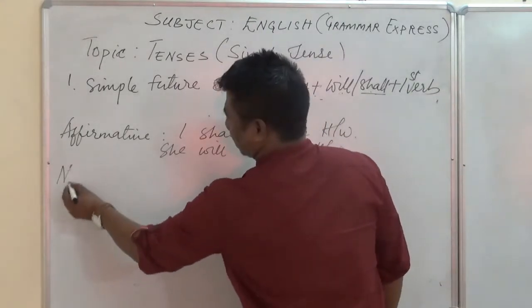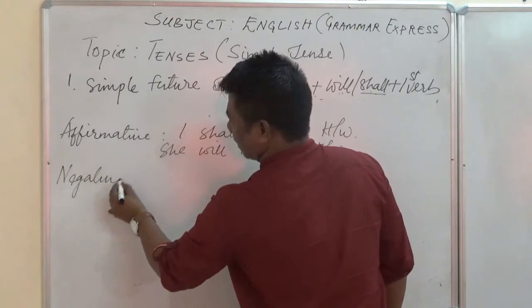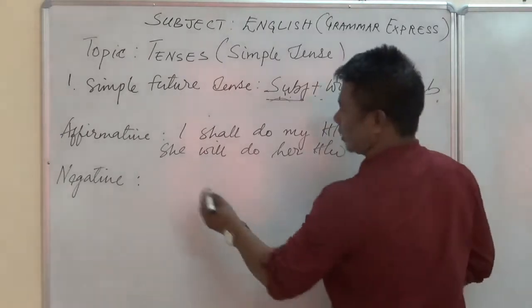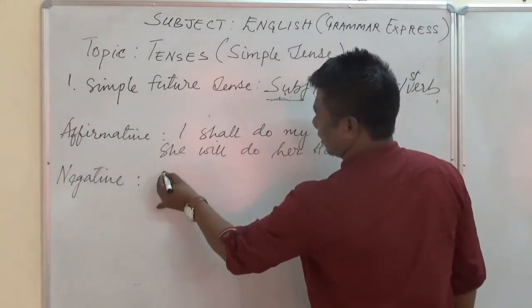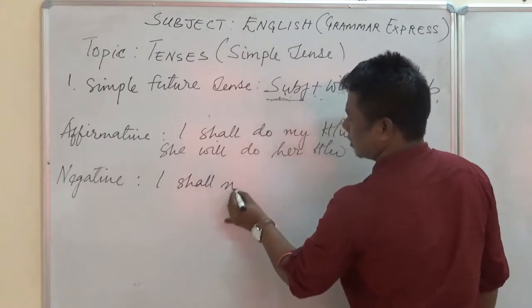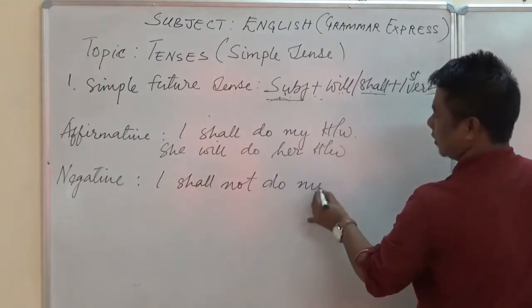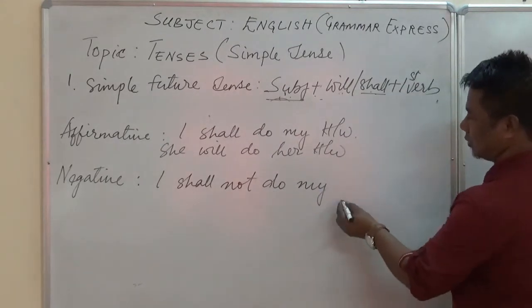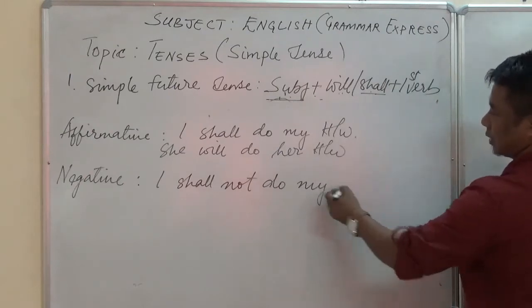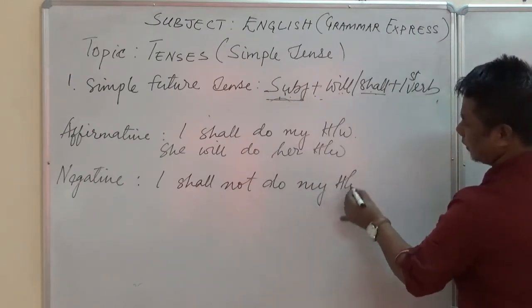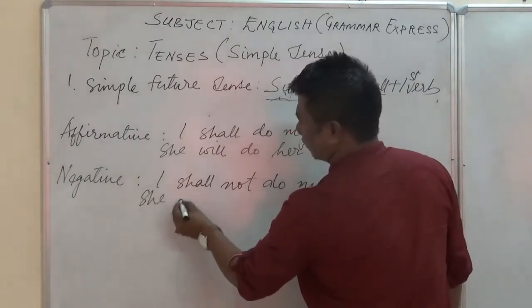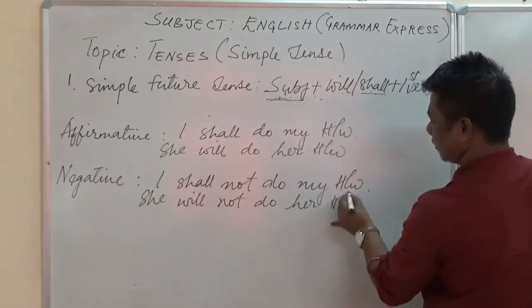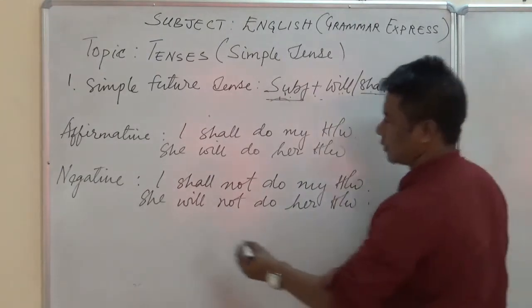So when you want to change it to negative, it will be negative. I shall not do my homework. So in this kind of sentence, when there is not, it becomes a negative sentence. Or she will not do her homework. So this kind of sentences are called negative sentences.